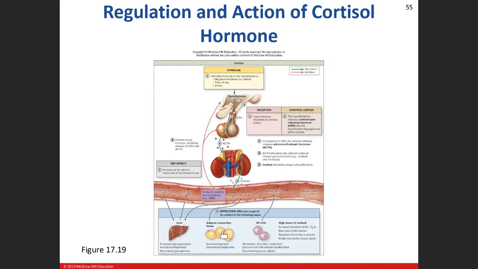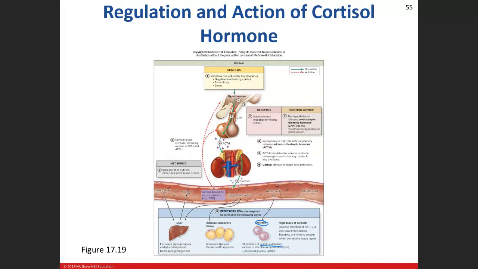All right. Our fat cells, again, are going to break down fats, so lipolysis, and it's going to decrease the creation of lipids, so it's going to decrease lipogenesis. Now here's something new that we haven't seen before. Our cells in our body are going to stimulate protein catabolism, the breaking down of proteins.